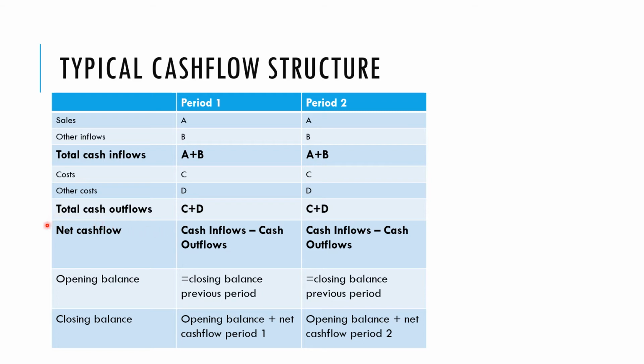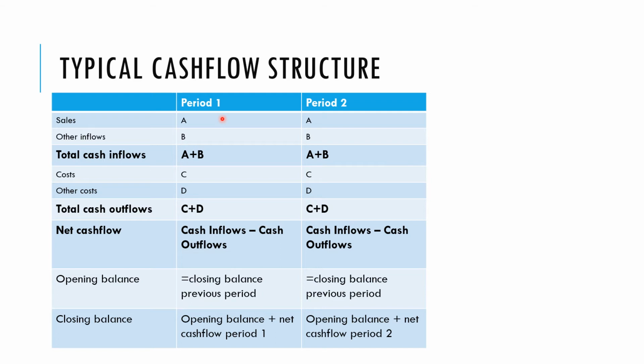Now net cash flow, as we defined earlier, is the inflows minus the outflows. So if you work your way down, you've got inflows all added together, outflows all added together, and the inflows minus the outflows gives you the net cash flow for that particular time period.